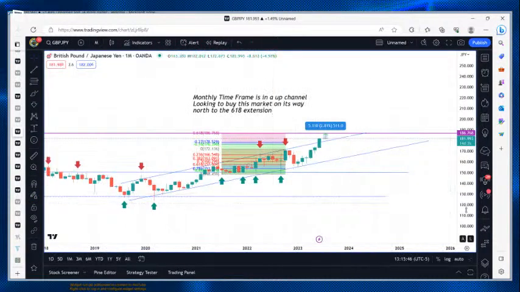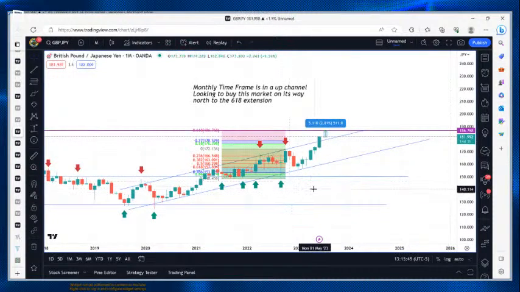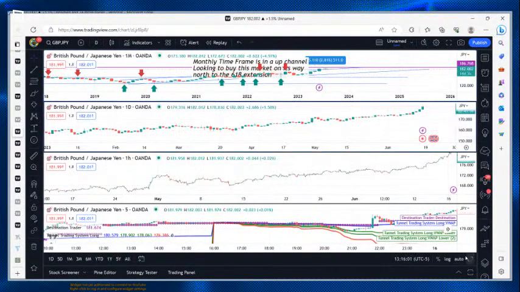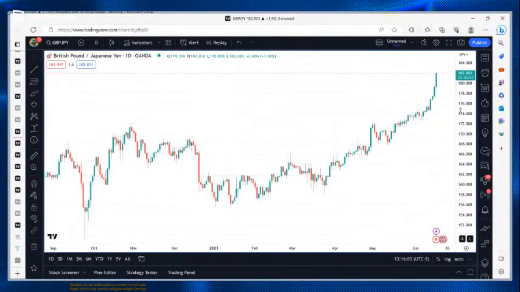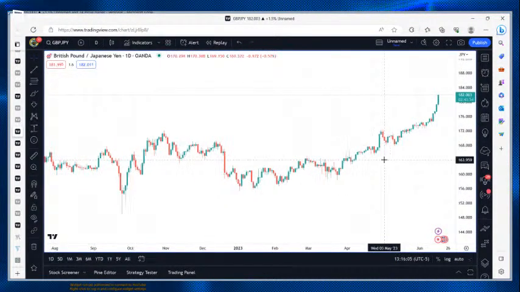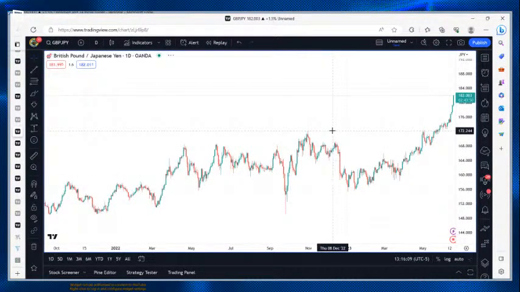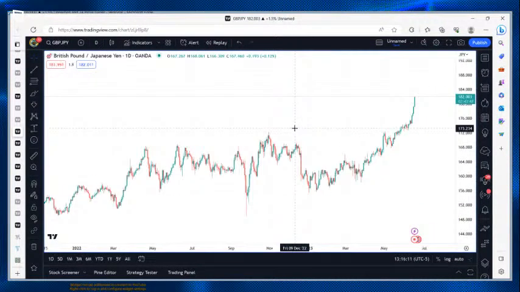So we're looking to buy this market. Now we take this information and go to the daily time frame. We use the daily time frame for high prices and low prices, but we're still going to use the same setup that we used on the monthly time frame to find direction. We need to use the same strategies on the daily time frame to find out exactly where the high prices and the low prices are.